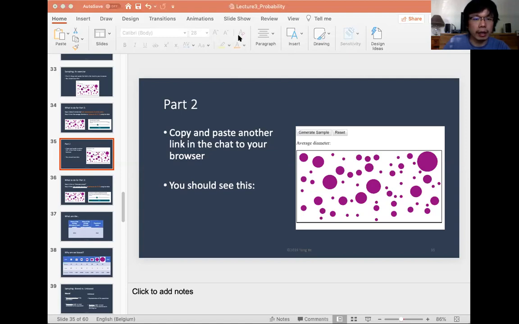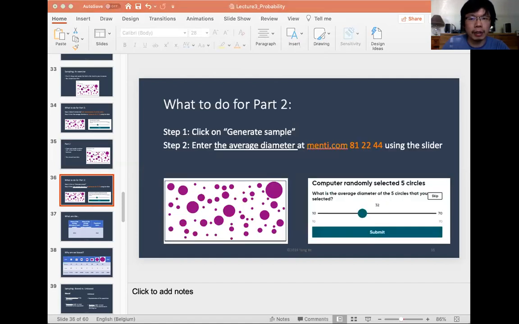Instead of you doing the choice, you cannot select anymore. The computer will automatically randomly select 5 circles. Basically you just click on generate sample and the computer will do it for you. Let me just show that on the screen.